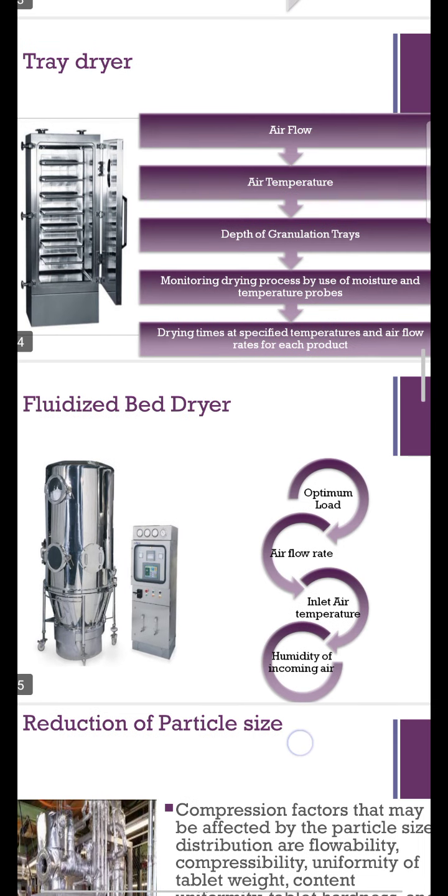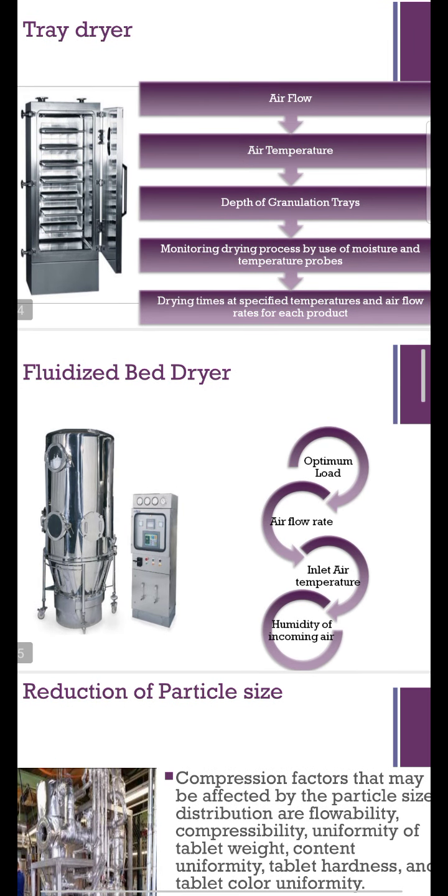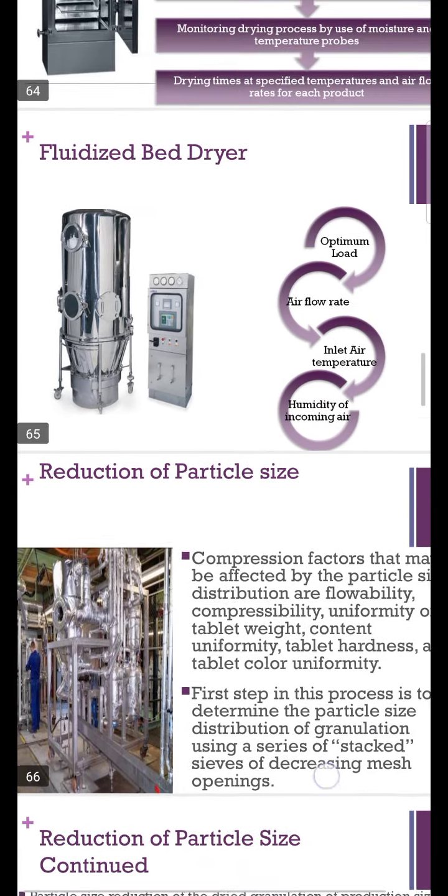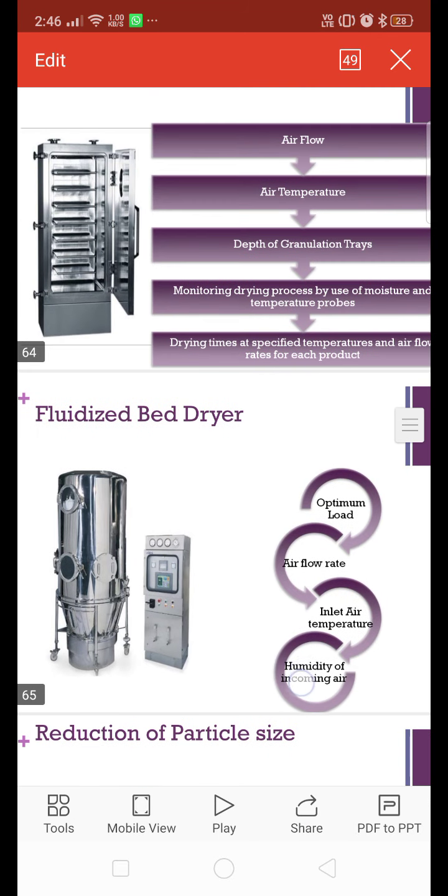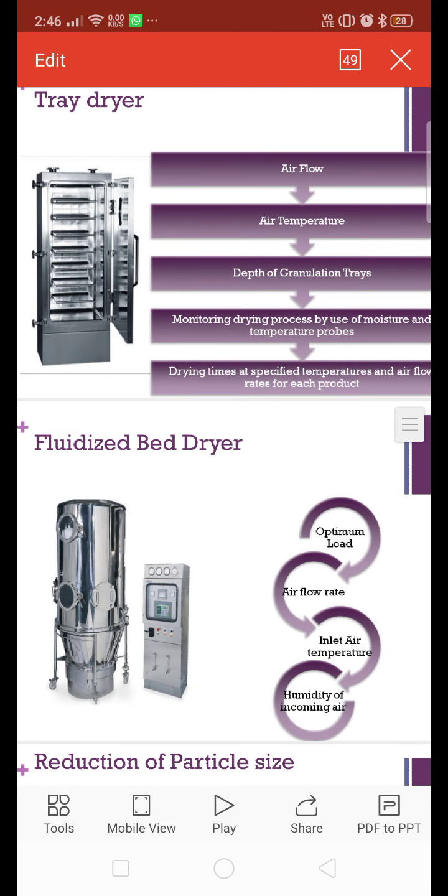Suppose you are not going to use a tray dryer and you have selected a fluidized bed, then what are the critical parameters required for scaling up? Optimum load: your load in this basket should be optimum. Airflow rate, inlet air temperature, and humidity of the incoming air are considered. Okay, so here we are going to complete this session.